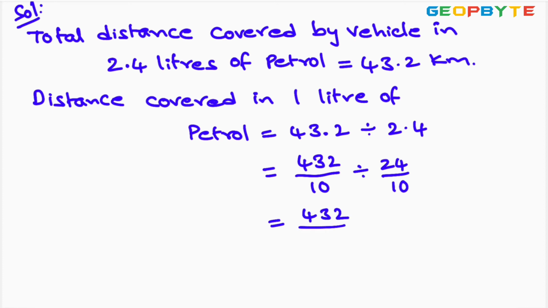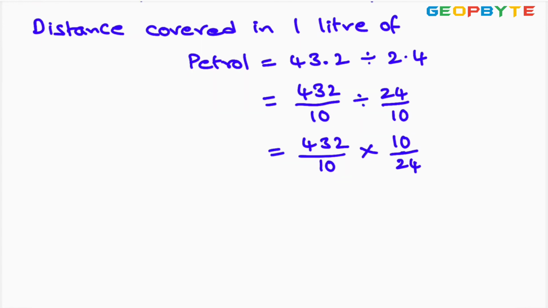432 by 10 into the reciprocal of the second number, that is 10 by 24, which is equal to, here 10 ones are 10, 10 cancels out, 24 ones are 24, 24 18s are 432, then we'll be getting 18.